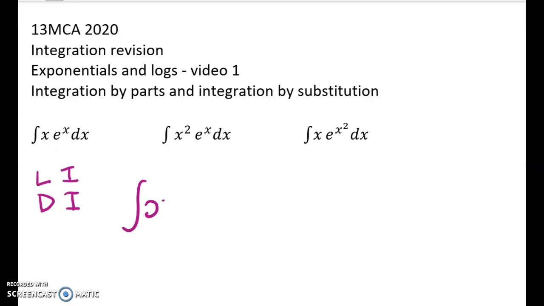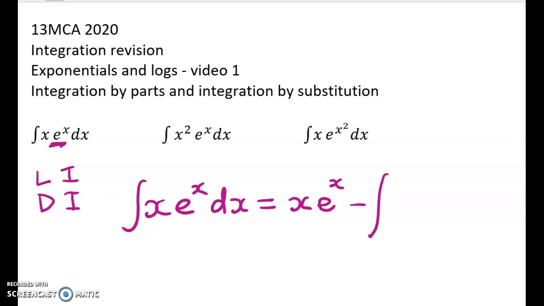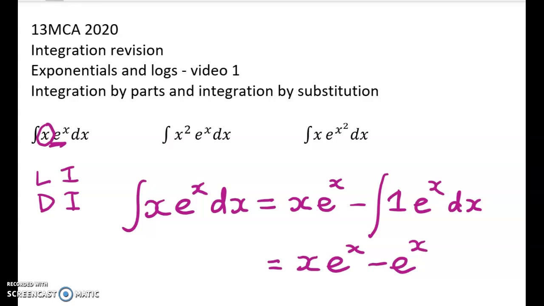So to do this first one, we start by writing it out, and then I leave the x alone and I integrate the e to the power of x. Then I subtract the integral of 1, which is the derivative of x, times e to the power of x dx. That gives me x times e to the power of x minus e to the power of x plus c.